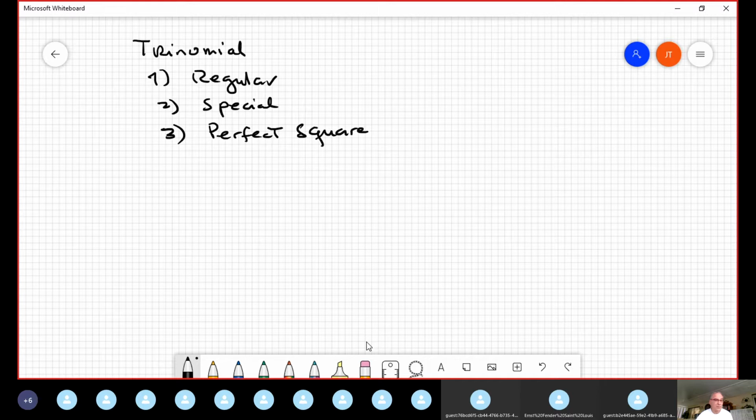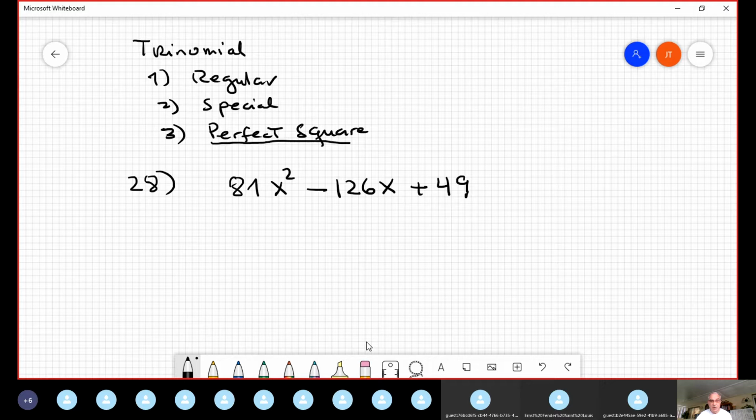Okay? For example, example 28 is a typical example of the perfect square trinomial. This is 81x squared minus 126x plus 49. How do you identify a perfect square? Well, some people, I don't know why, never remember perfect square and believe it's special because the coefficient here is 81. And multiplying this, you get a horrible number. And you say you are in big trouble. No, it's another way.